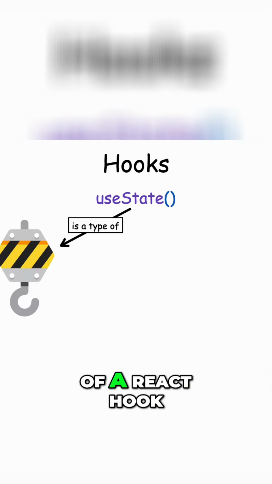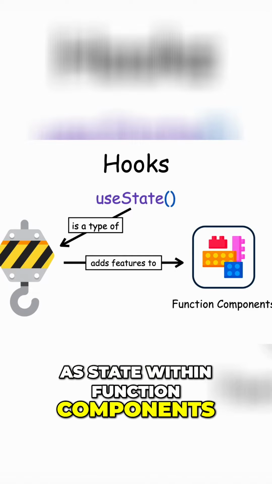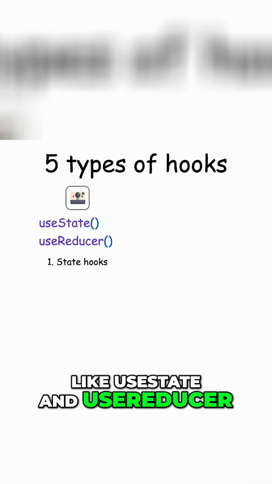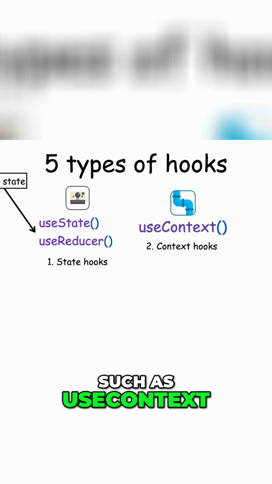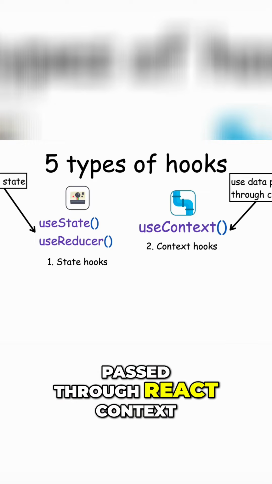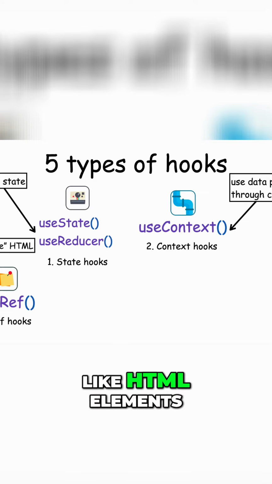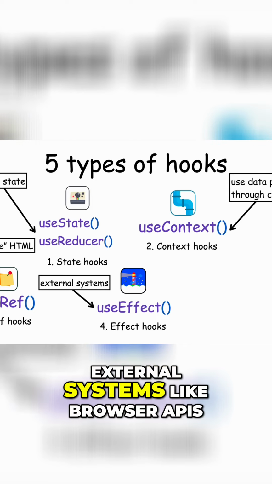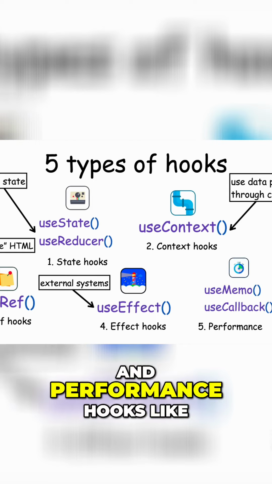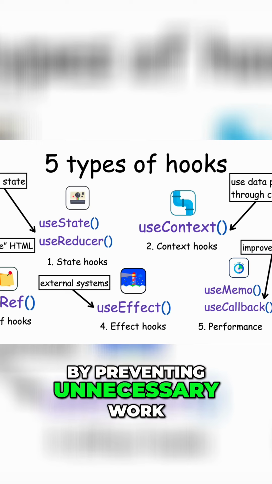UseState is an example of a React hook, which allow us to hook into features such as state within function components. There are 5 main types of hooks. State hooks, like useState and useReducer, help you manage state within React components. Context hooks, such as useContext, let you use data pass through React context. Ref hooks, such as useRef, let you reference things like HTML elements. Effect hooks, like useEffect, let you connect with external systems like browser APIs. And performance hooks, like useMemo and useCallback, which can improve performance by preventing unnecessary work.